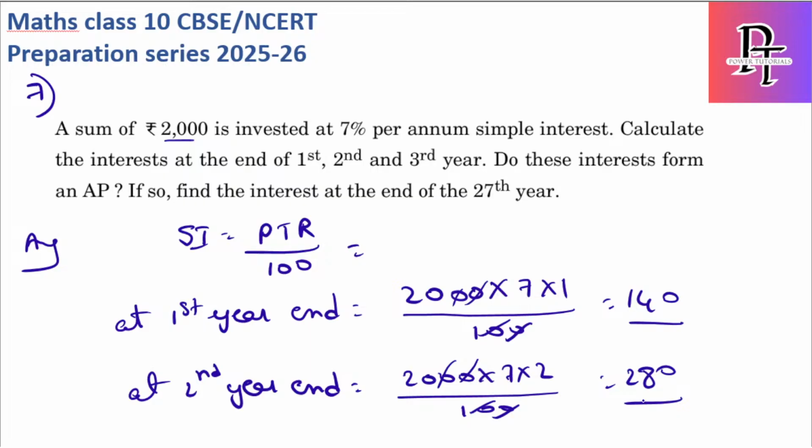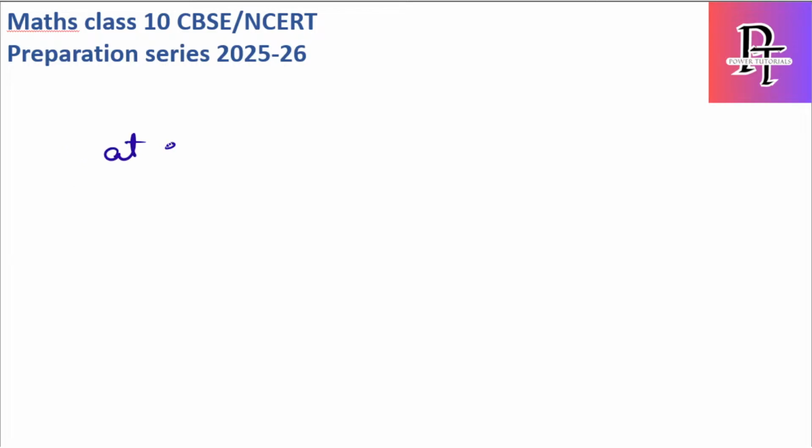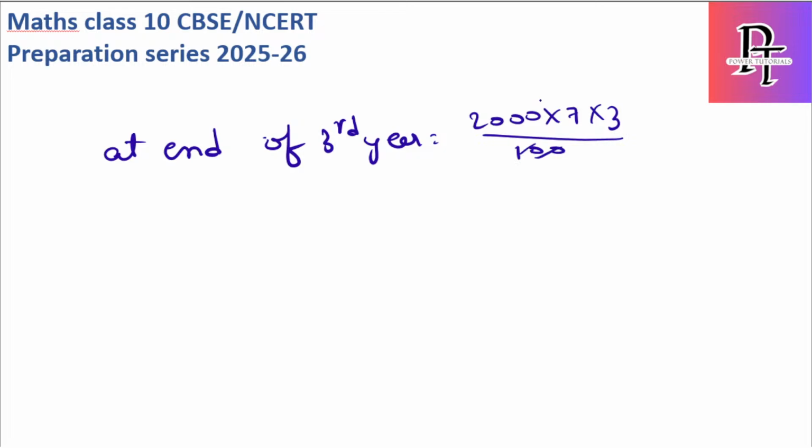What will be the simple interest at the end of the third year? It will be again 2000 into 7 into 3 by 100. So the zeros cancel, 7 threes are 21, 21 twos are 42, so it is 420. So what are the values we got? 140, 280, 420 and so on.